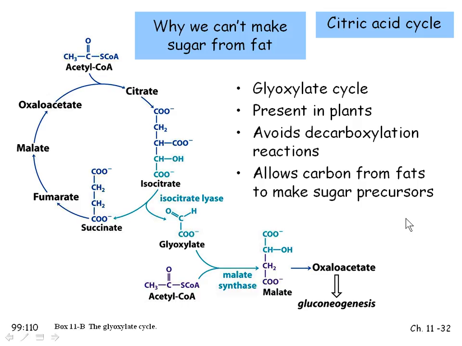It's a frustrating but true fact that we cannot make sugar out of fat. We can make sugar if we have both protein and fat, but we can't make it just out of fat. And the reason for that is a little subtle. So if you bear with me, I think it'll come clear. Plants can make sugar out of fat. And this is the trick that they use to do it.